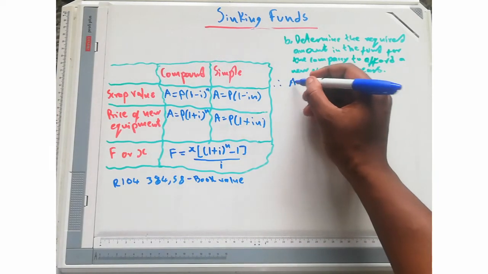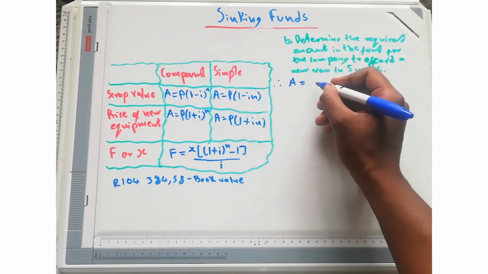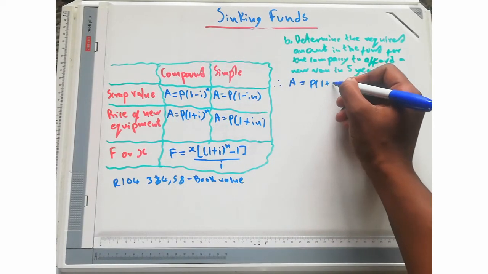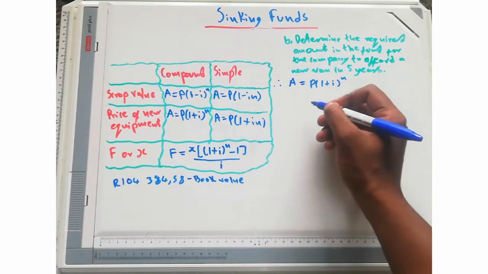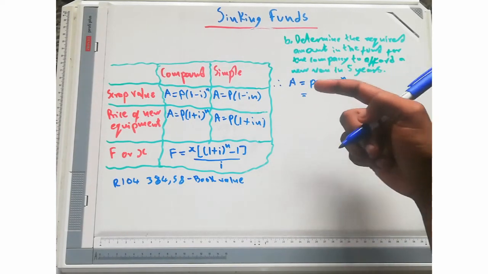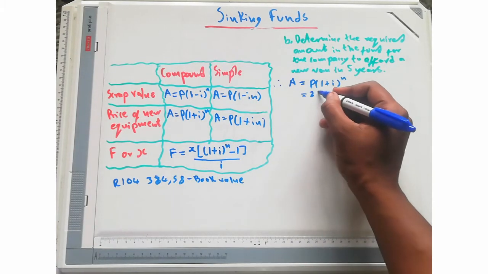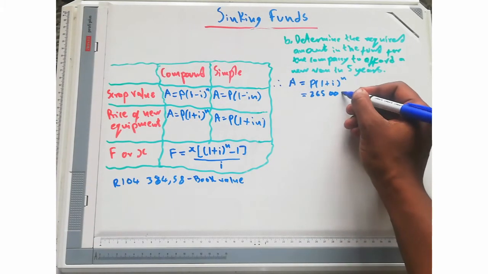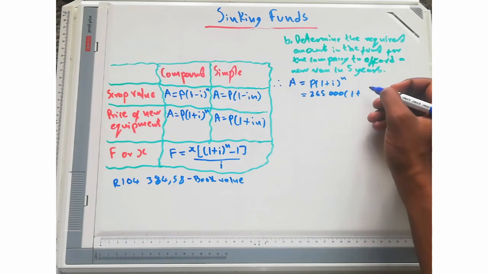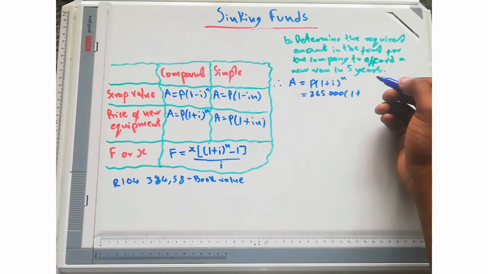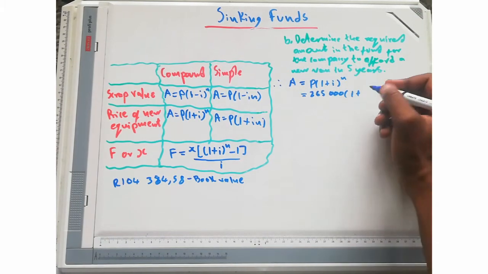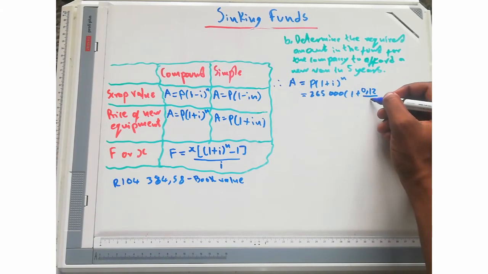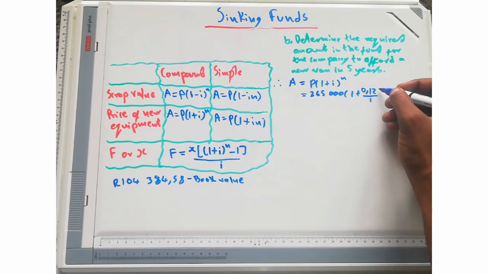So how do you do it? You use this compound appreciation formula. So you'll have your P into (1 plus i) to the n. Your P, your principal amount, is the amount it costs right now, which is 265,000 rands. The interest, they said the cost of new equipment appreciates annually at 12%. So you'll have your interest here in decimal form, and since it's annually, you only get it once, so it's over 1. And then the number of years is 5 years.